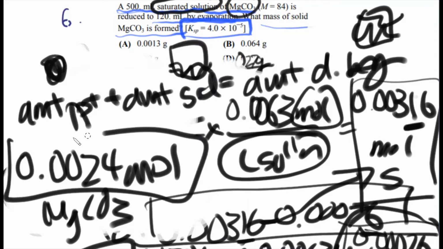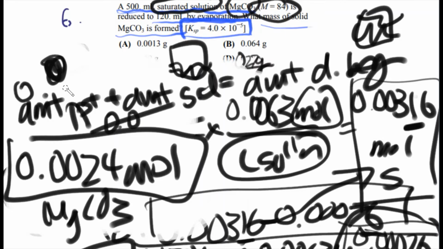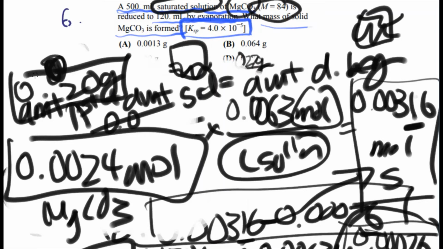So we have this, but that's not the answer choices. We have to turn this into grams. So in order to turn this into grams, we multiply 0.0024 by the molar mass of magnesium carbonate, which is 84, and we get 0.20 grams that got precipitated. Now, I know that I erased it, but you can see very faintly that it says 0.20 here, and if you replay the video, that's what it says, and therefore our answer will be C.